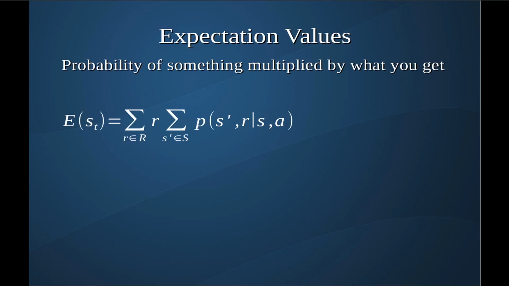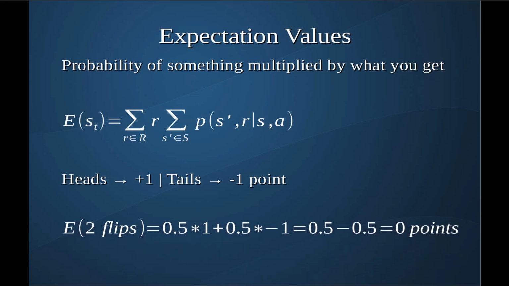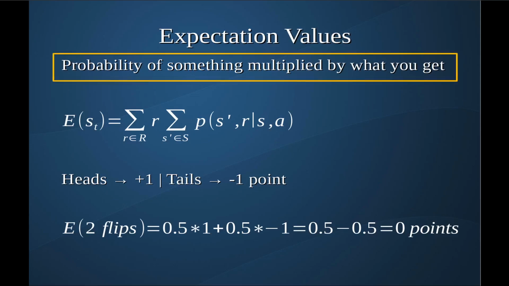For a simple example, let's consider a simple coin toss game. If we flip a coin and it comes up heads, you get 1 point. If it comes up tails, you get -1 point. If we flip the coin 2 times, what is the expected number of points? It's the probability of getting heads multiplied by the reward for getting heads, plus the probability of getting tails multiplied by the reward for getting tails. So it's 0.5 times 1 plus 0.5 times -1. This gives an expected reward of 0 points, which is what you would intuitively expect. This is a trivial example, but I hope it illustrates the point. We have to consider all possible outcomes, their probabilities, and what we would expect to receive in each of those outcomes.